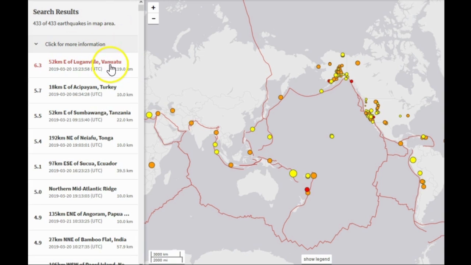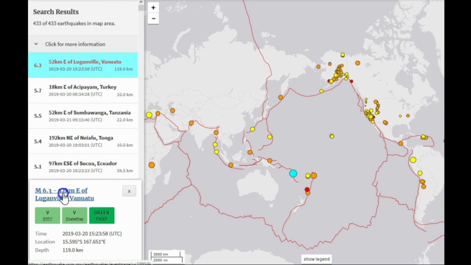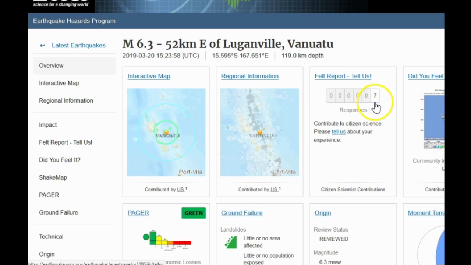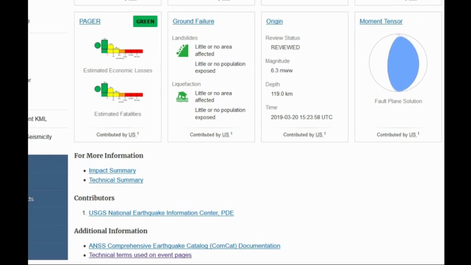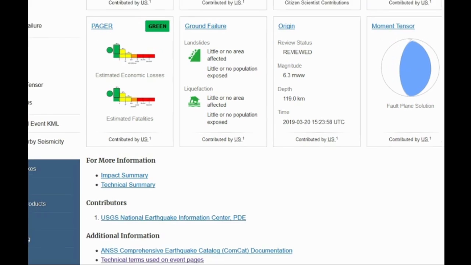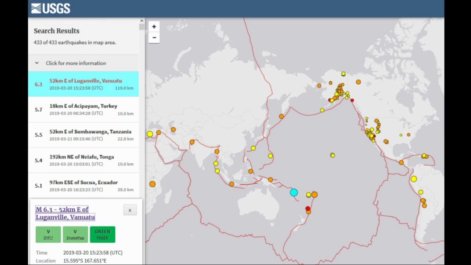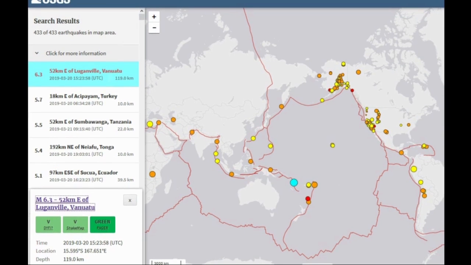So 6.3 in Vanuatu, 119.0 kilometers in depth. Apparently multiple people reported feeling this event. Let's check out the event page real quick. 7 people reported feeling this event. And it did have a strange moment tensor. Almost looks like a fried egg. Remember how sometimes the fried egg moment tensors can signal a collapse event or some type of inflation event? But this still could be tectonic in nature. But with all the volcanic activity in Vanuatu, I would not be surprised if that's related to some type of underground volcanic activity.